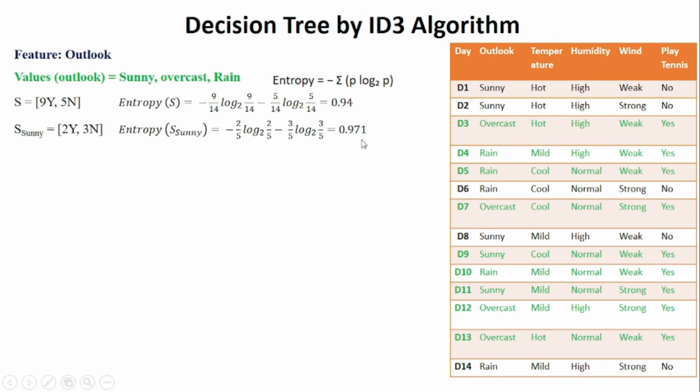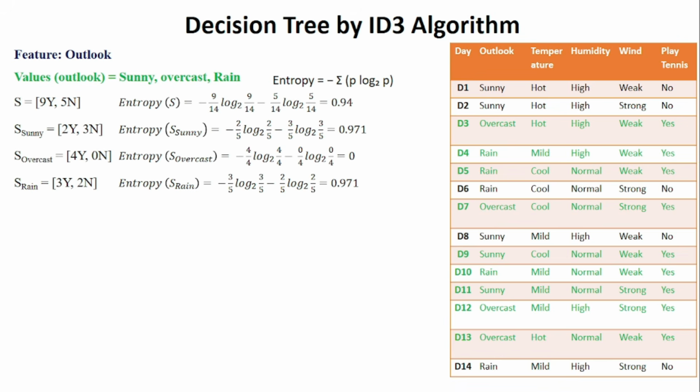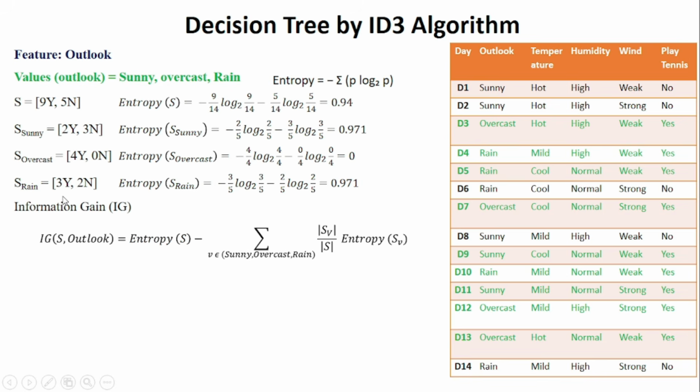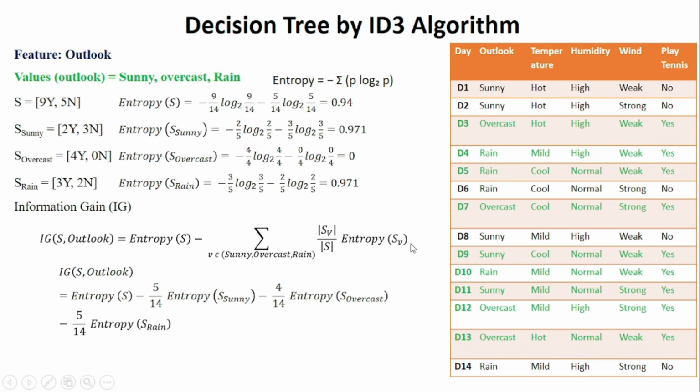In the same way, we need to calculate for the remaining two outlooks, namely overcast and rain. The entropy of overcast is 0 and the entropy of S rain is equal to 0.971. So the information gain formula for outlook is equal to entropy of S minus the summation over v belonging to sunny, overcast, and rain, of mod of Sv divided by mod of S into entropy of Sv.